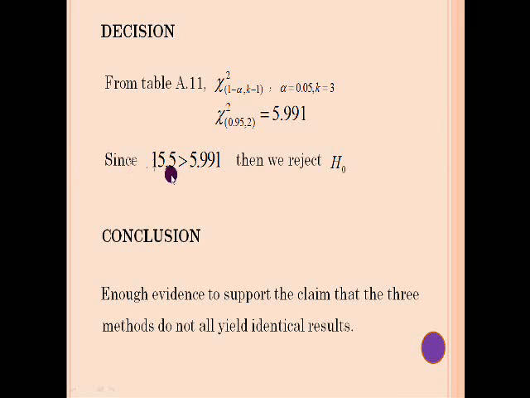Since 15.5 is greater than 5.991, which means the statistical value is greater than the critical value, then we must reject the H null. In conclusion, there is enough evidence to support the claim that the three methods do not all yield identical results.